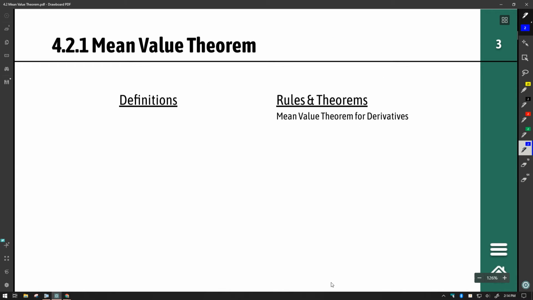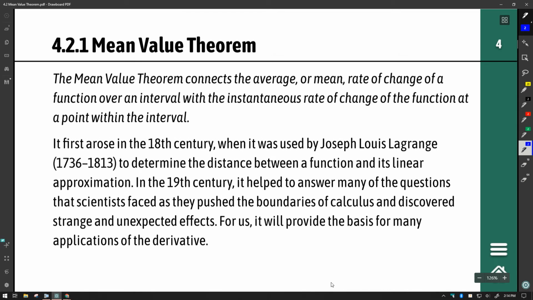So let's get started in this video with the mean value theorem. There are no new definitions here, but we do have that theorem, the MVT or mean value theorem for derivatives, and we want to begin with a few statements. First, about this theorem. What it does is connect the average, also known as the mean, rate of change of a function over an interval with the instantaneous rate of change of the function at a point within the interval. So it does a very important thing. It relates the average rate of change, which we've called AROC, with the instantaneous rate of change, which we've called IROC. We are going to see that the MVT shows that there is a relationship between those two pieces.